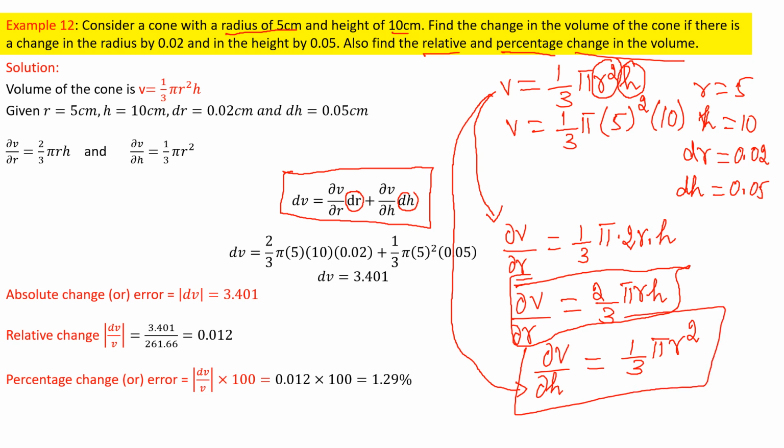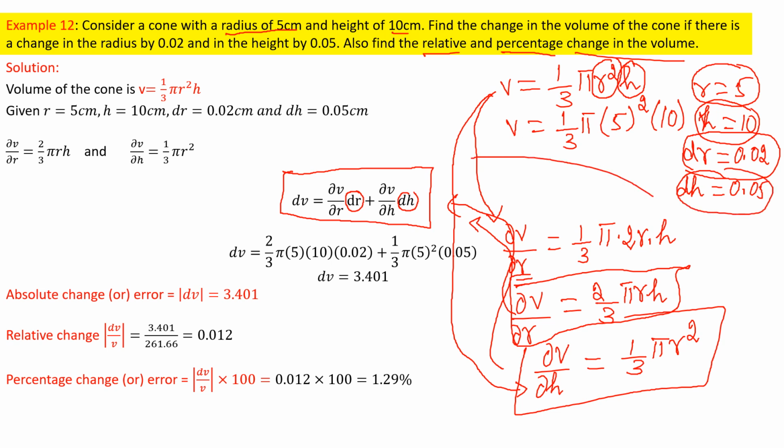Substitute these values here. Wherever you have r, replace r value by 5. Wherever you have h, replace h value by 10. dr you should replace by 0.02 and dh you will replace by 0.05. So if you substitute all the values in this formula, you will get dv equal to 3.401.